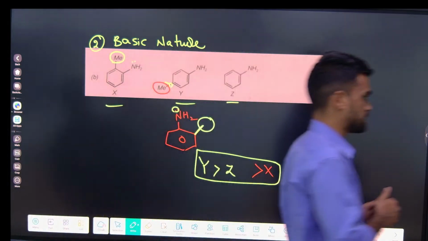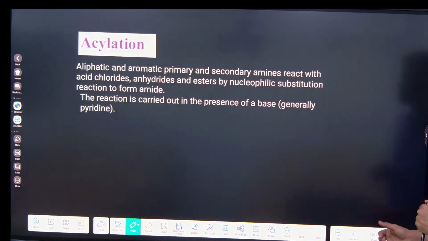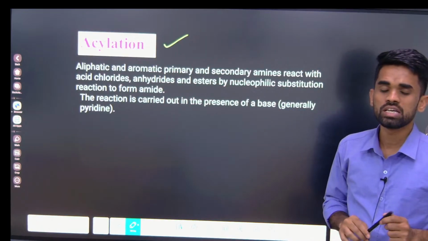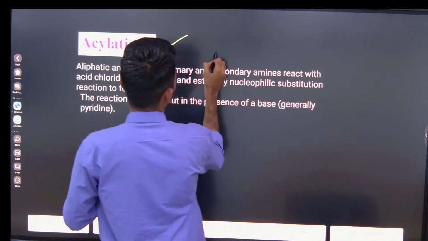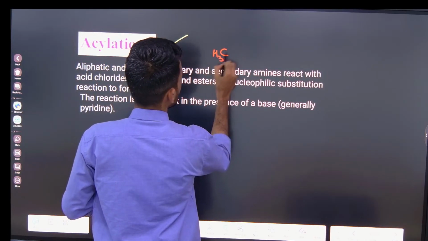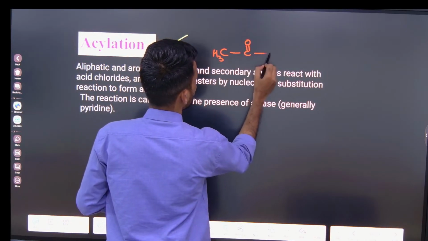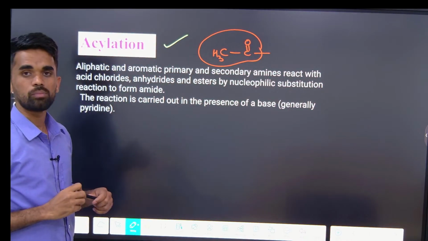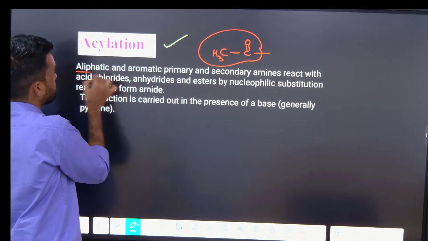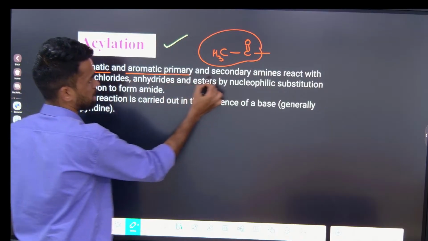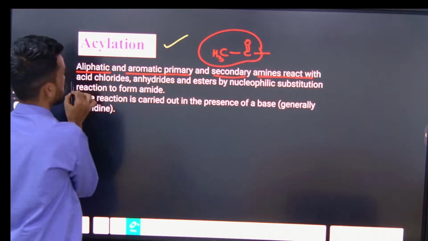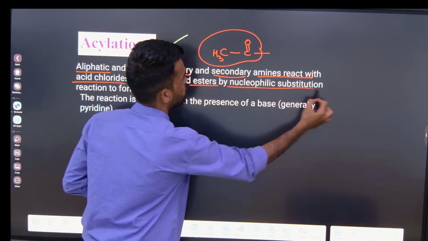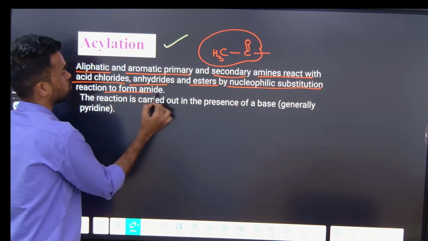Okay, then next. Next one here is acylation. So what do we mean by acylation? Adding of an acyl group like the CH3CO group onto nitrogen containing compounds. For example, here you can see aliphatic and aromatic primary and secondary amines react with acyl chlorides or acid anhydrides and esters by nucleophilic substitution reaction to form amides.